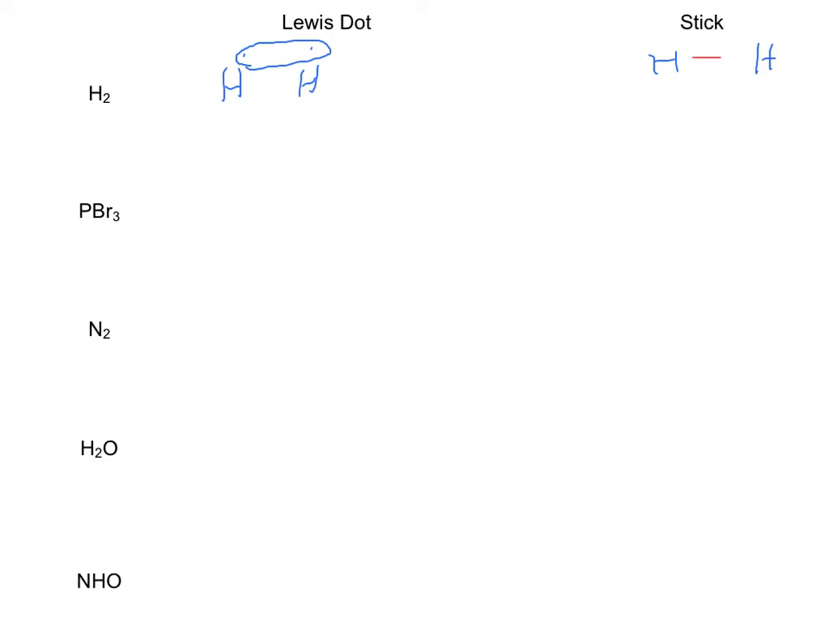PBr3 is an example of a molecular compound with polar covalent bonds in it. I start by drawing my phosphorus. It's in group 15, so it's going to have 5 dots. I'm going to use the clock method to place those. Start at 12 o'clock and go around before I start to pair. 3 bromines can share the electrons with the phosphorus to become stable. I represent the bonds being made by drawing circles around the shared electrons.